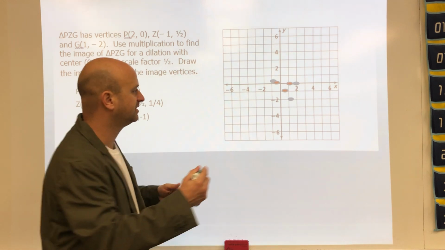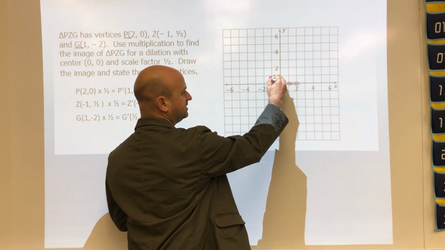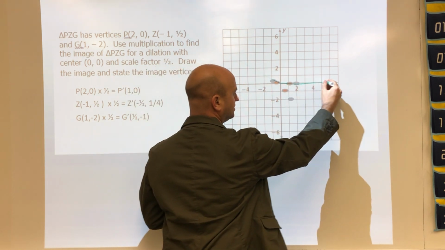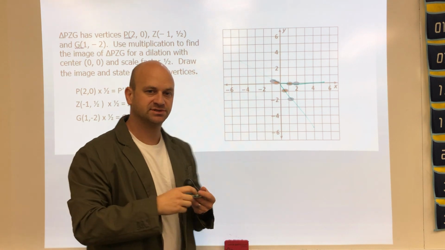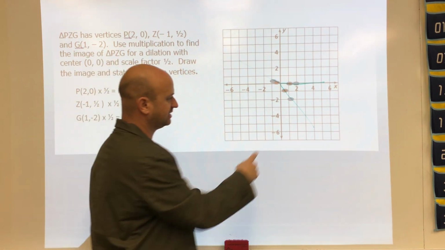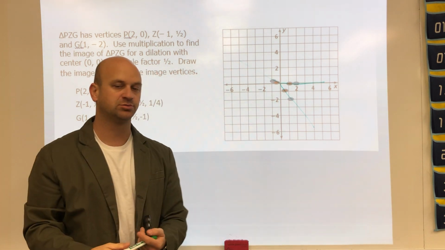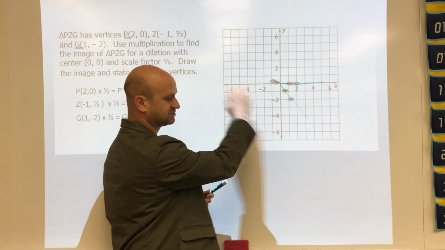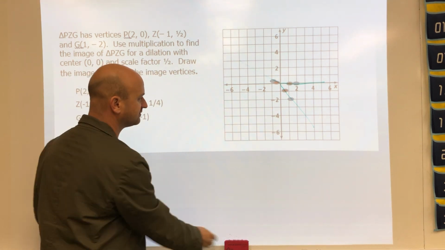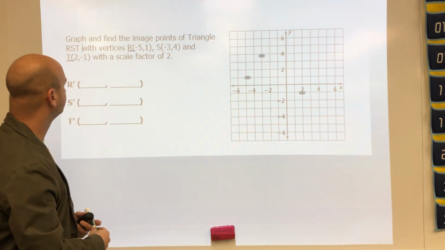Now here's something to keep in mind. Because we're centered at the origin, what this actually means is that we can draw lines straight through the image points. So as this dilates, the dilation will occur on the lines from the origin through the original points. So if you graph from the origin to the original point, the dilation will occur. I'll show you some more examples of this, and I think you'll start to see it more clearly.